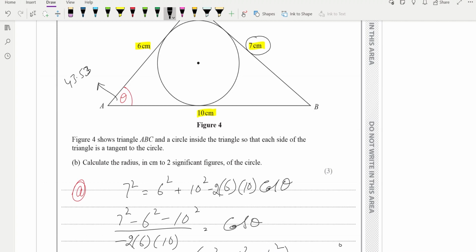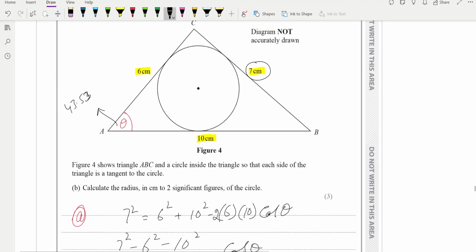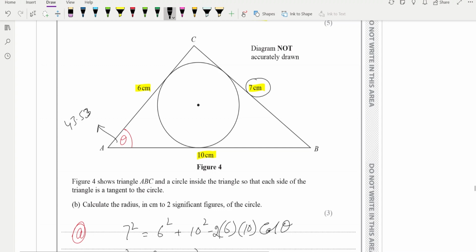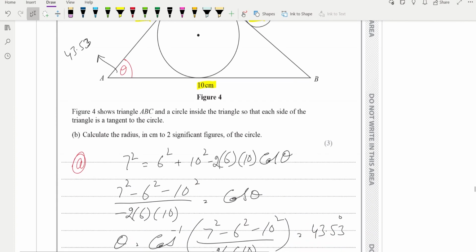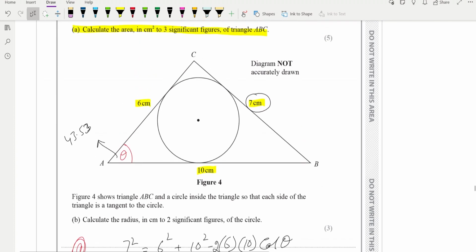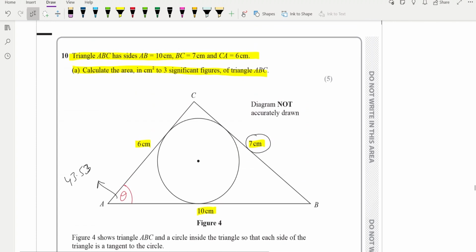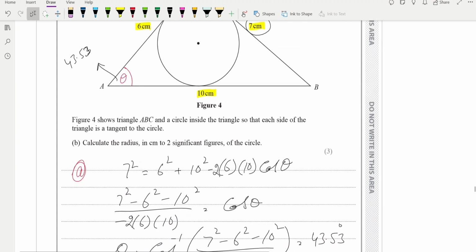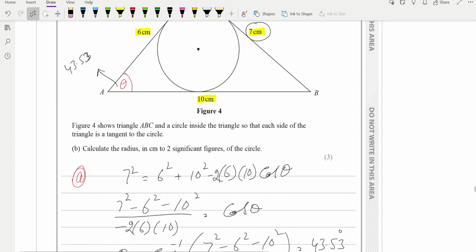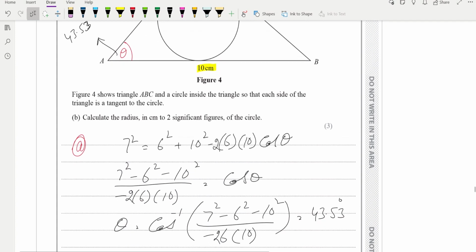Now we can split this triangle into two, or basically what we can do, we can find this area. It is required: calculate the area in centimeter cube. So area basically we need to find. We found the angle. After finding this angle we can go for the area by sine rule.